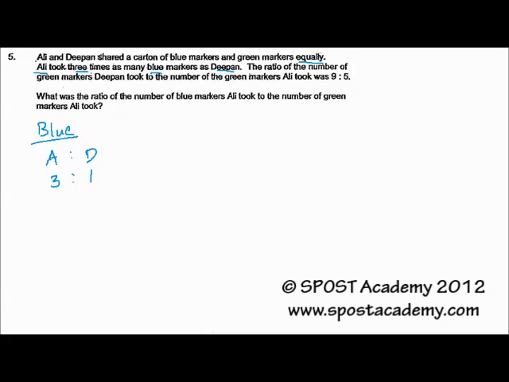Then the ratio of the number of green markers Dipan took to the number of green markers Ali took was 9:5. So in terms of the green markers, Ali is to Dipan. Ali took 5 units, while Dipan is the first person mentioned, so his ratio should be the first number, which is 9 units.